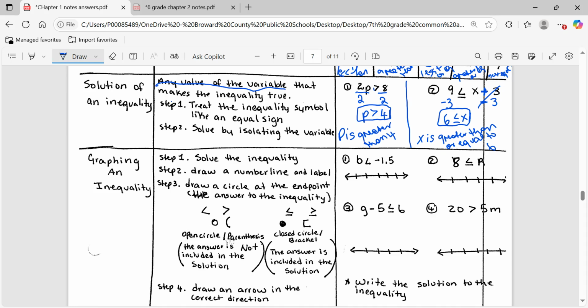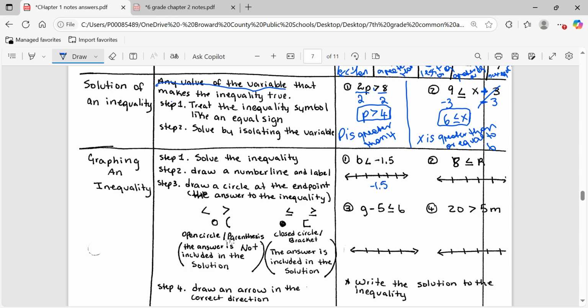Now to graph an inequality, first we're going to solve it. Then we're going to draw the number line and label it. The solution must be on the number line. At that number line, we're going to have a circle, either an open circle or a closed circle. All right, so we have B is less than negative 1.5. B is all by itself. The left side is simplified and the right side, so there's nothing to really solve. So then I'm going to graph this inequality. I'm going to put my solution on the number line.